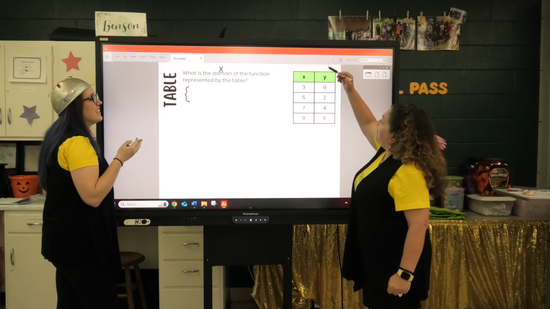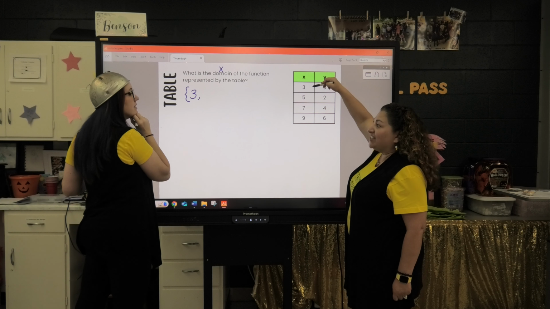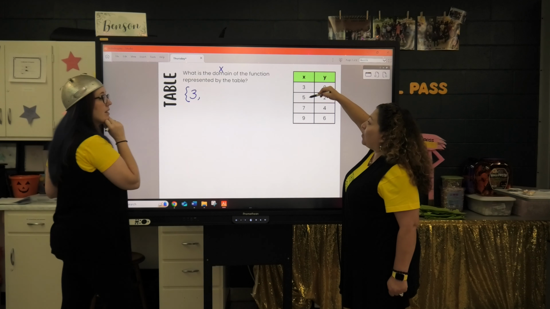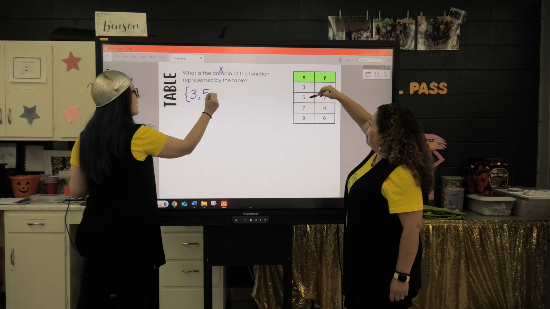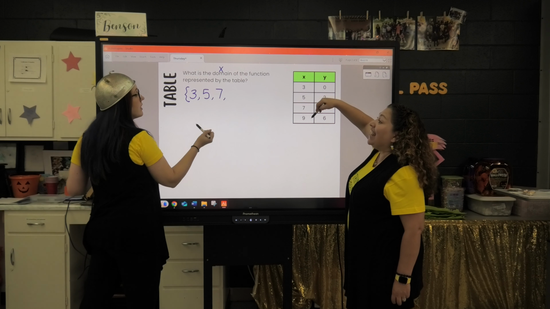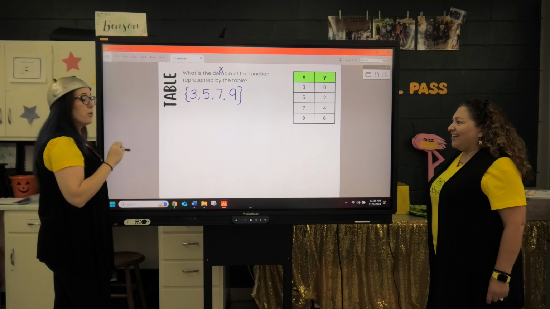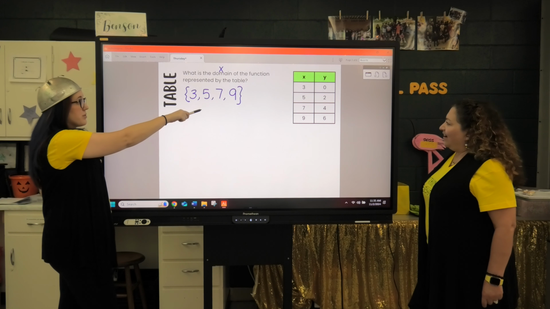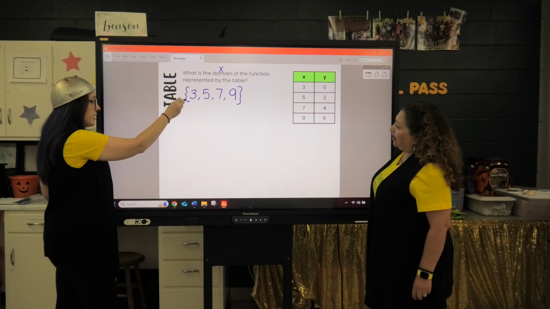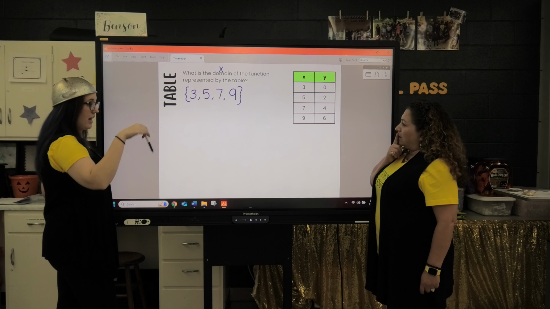Okay, so the first X value I see is a 3. Ooh, I see you put a comma there. I did because I'm going to list more X values. The next X value I see is a 5. Perfect. Then a 7. Perfect. And then a 9. Perfect. More curly brackets at the end. So this is a list of values that is the domain of this table. So the domain is 3, 5, 7, 9. And it is literally just the X numbers.